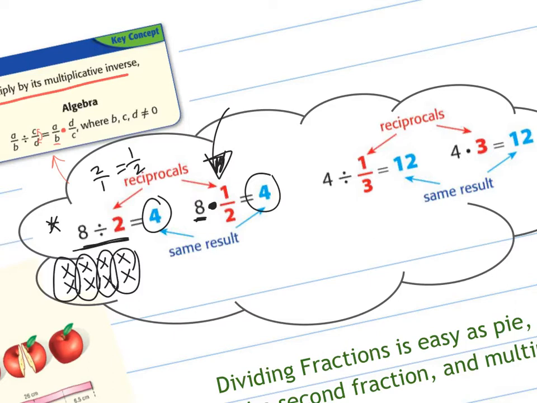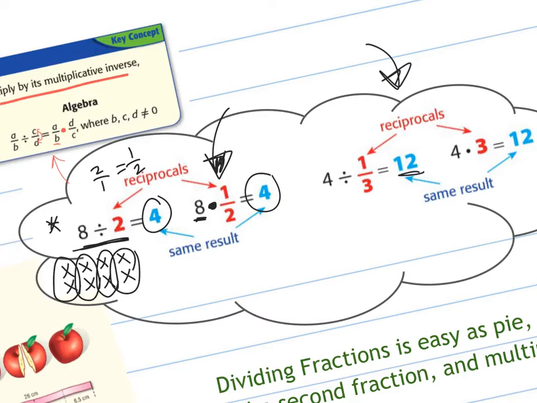So let's look at this one. 4 divided by 1/3, and we get 12. So if we divide something by a number less than 1, that means we're going to get a bigger answer because we're dividing it into parts of a whole.